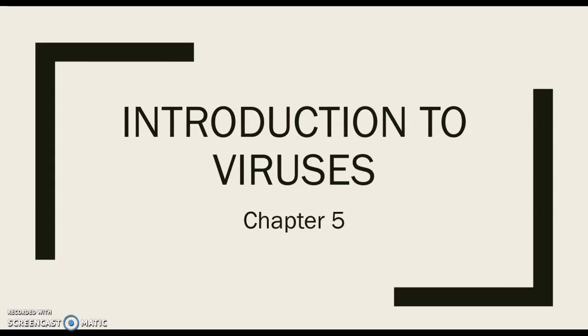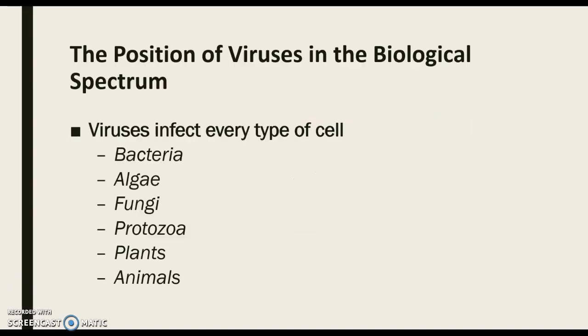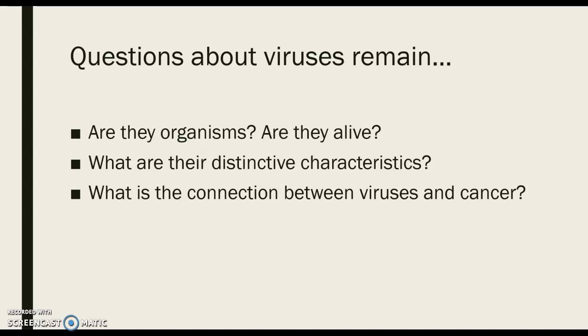Okay, so this is Introduction to Viruses, Chapter 5, Part 1. Viruses are able to infect every type of cell: bacteria, algae, fungi, protozoa, plants, and animals. There are questions about viruses that still remain. There's lots of research being done in ways that we can treat them.